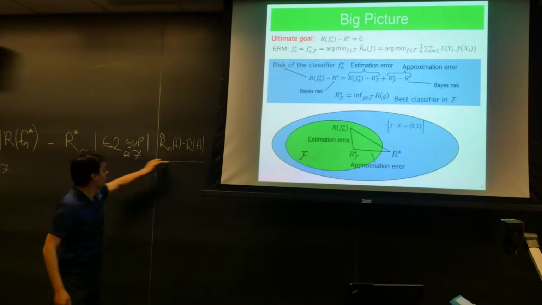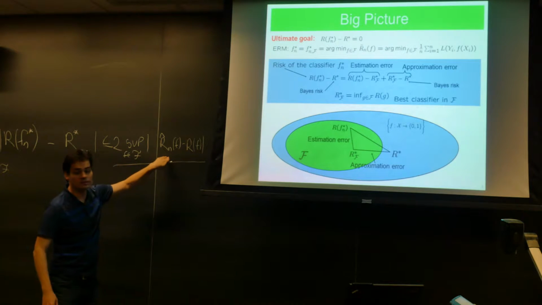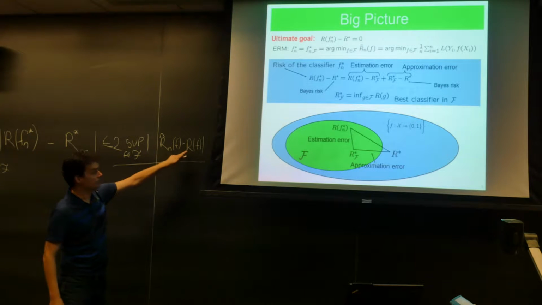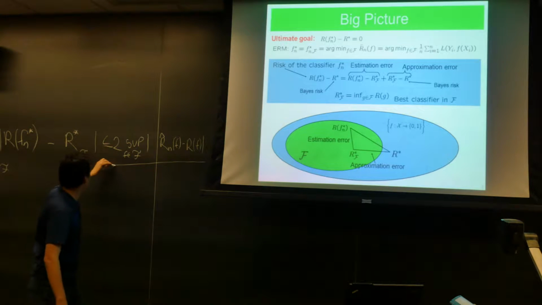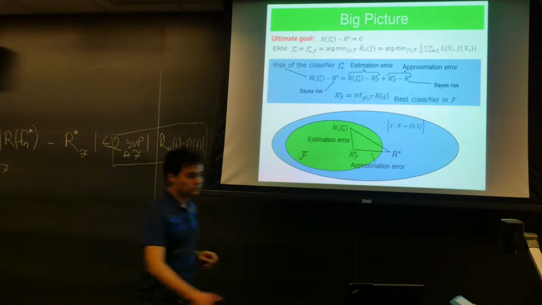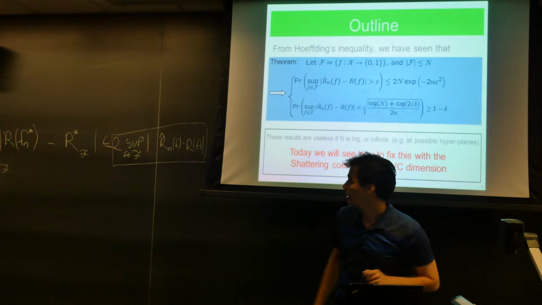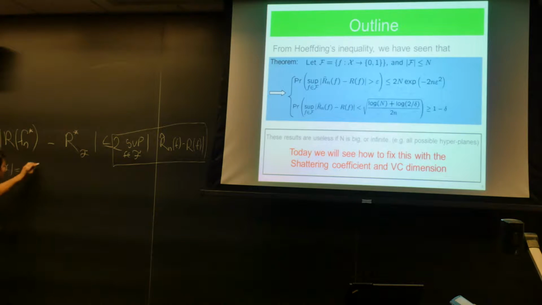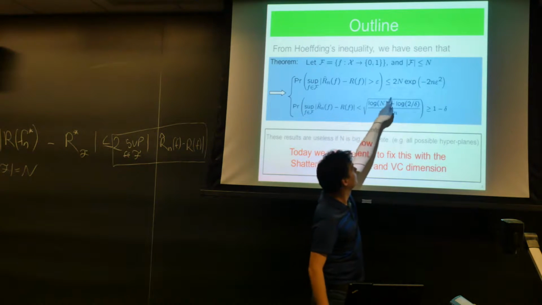And we have this theorem that this estimation error can be upper bounded by 2 times the supremum of this difference. So what's this? For any function f, this is the empirical risk of that function, and this is the true risk of that function. And then we were going to bound this difference. And to bound this difference, we used Hoeffding's inequality and proved that if your function class has capital N elements, then this supremum can be upper bounded this way.